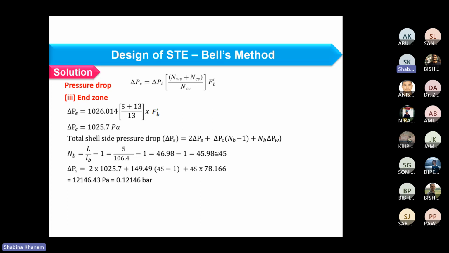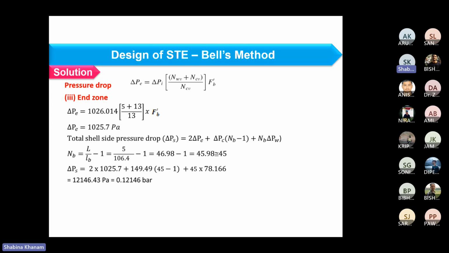Okay, so once we do this, we can find out NB, and then you can use this expression. So this is coming as 0.1214 bar, which should be less than 1 bar. So in that case, our design is feasible. So in this way, you can use Bell's method to find out the heat transfer coefficient and pressure drop in shell side, and so you can use this method for design of shell and tube heat exchanger. Okay, and that is all about the design of shell and tube heat exchanger.